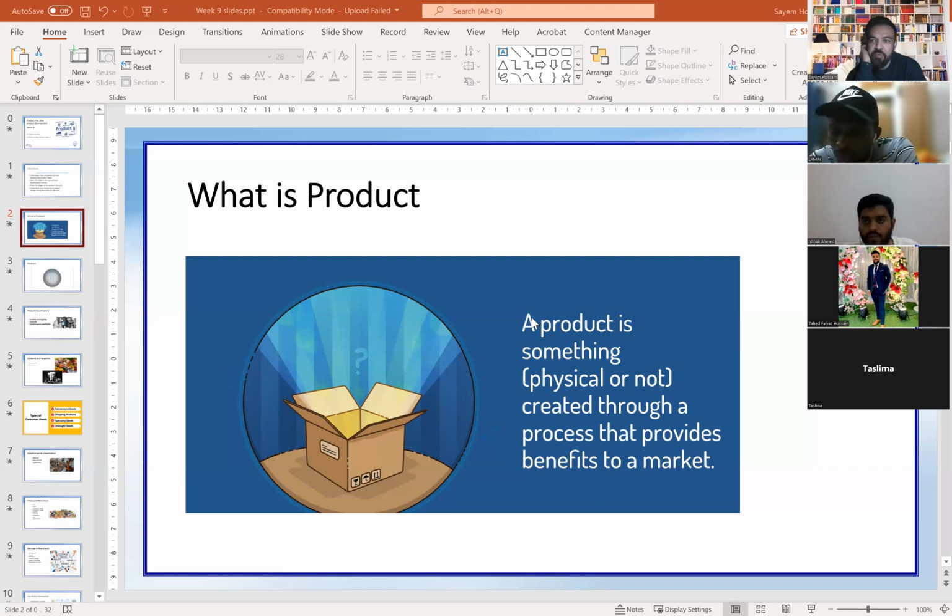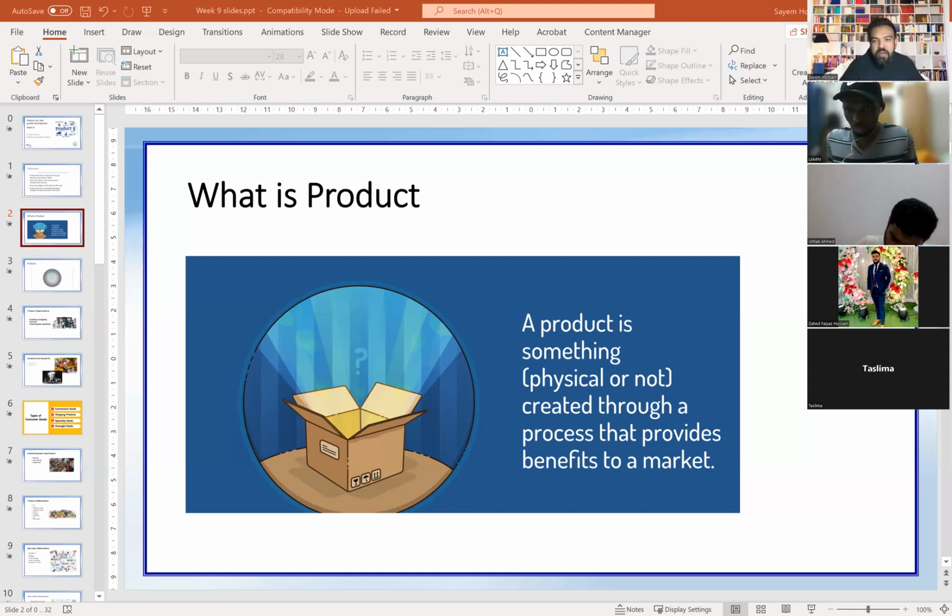Maybe they want to get a sandwich. That's something that is called want. So fundamentally, if we deconstruct the concept of value, we have to keep in mind that two terms are interrelated with value: needs and wants. So a product is something that will provide value to the market. That's what the concept of product is.